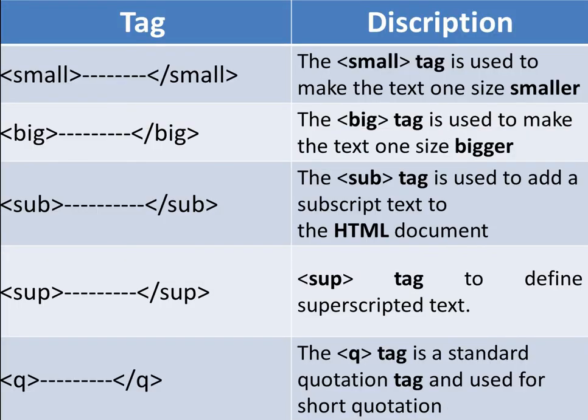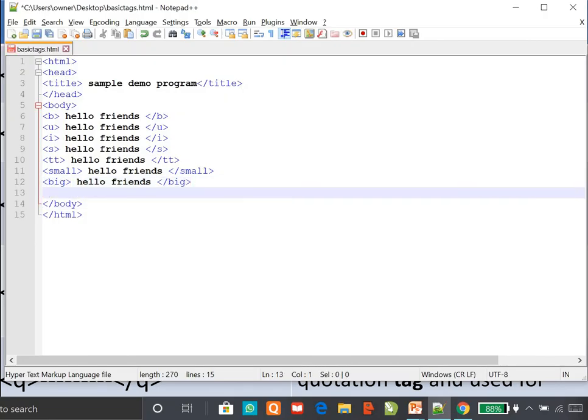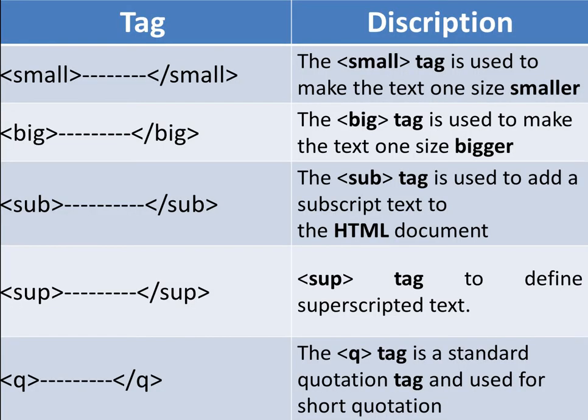So now the sub tag. The sub tag is used to add subscript text to the HTML document. So how does it work? Let's say first of all we write H, then subscript, then 2, then subscript close, then we just write O. Then Control S, and now we go into the browser and press the refresh button. So there is H2O coming, right? The 2 is under, the 2 is in subscript, right?